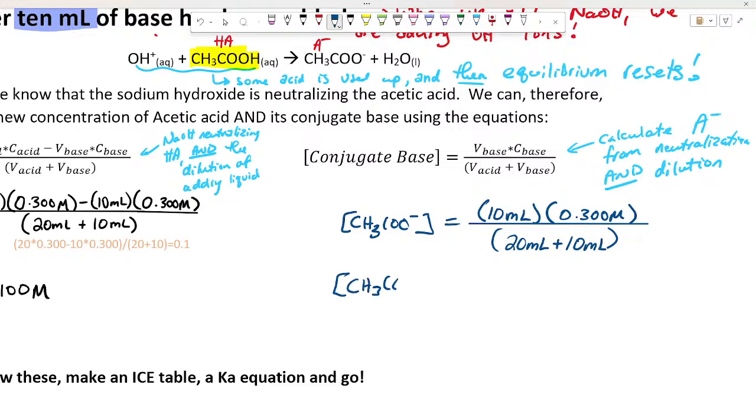At this stage, you can probably predict what this number is going to be. It's the same. It is indeed the same. 10 times 0.3 is 3.0 rather, and then we're dividing that by that. And what do we get? 3.0 divided by 30 is 0.1.